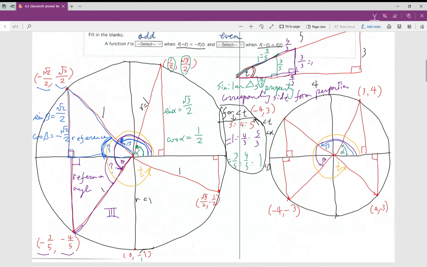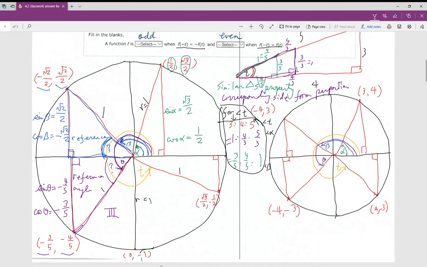Therefore, your sine theta equals the y value, negative 4 over 5. And the cosine theta will be your x value, which is 3 over 5. Okay? Well, my screen disappeared. Okay, good.